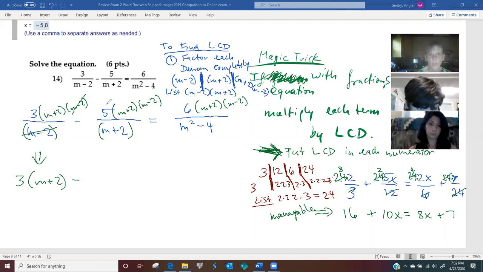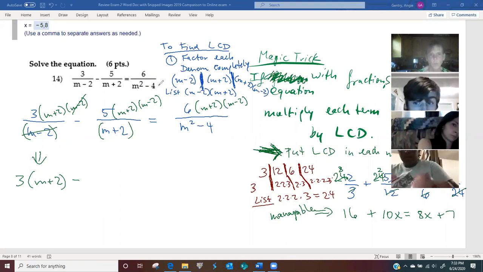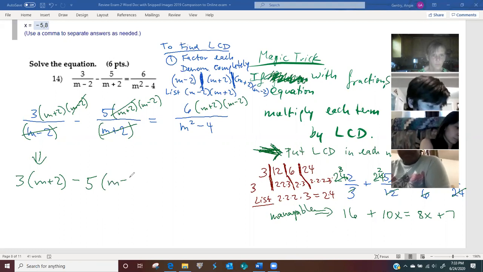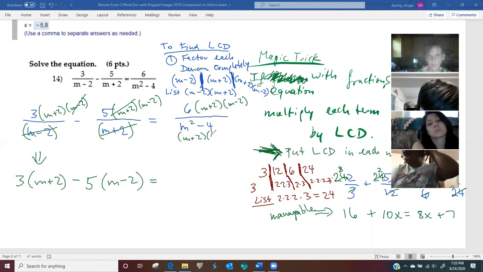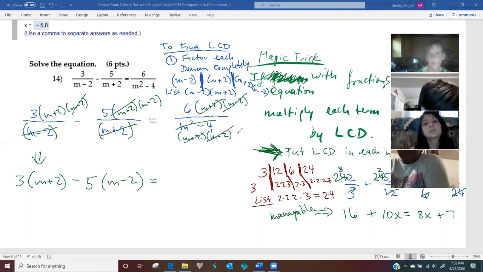Minus. Now what happens here? You cancel this one and this one, you see? And then what's left? 5 times m minus 2 equals. Now m squared minus 4 is really m plus 2 and m minus 2, you see? So you could replace that with that, and then you could say, oh, upstairs, downstairs, upstairs, downstairs, regardless, they're going to cancel. So what's left? Only a 6.